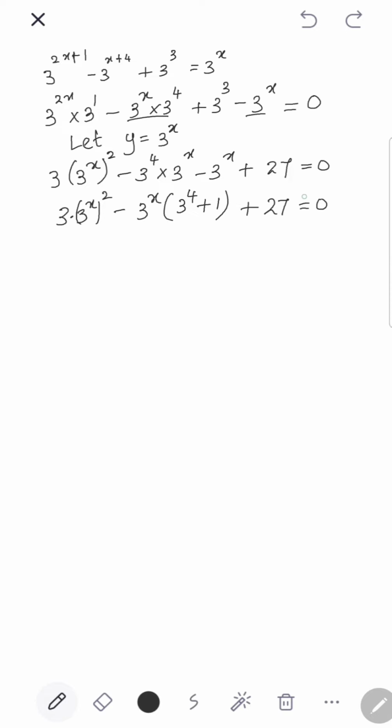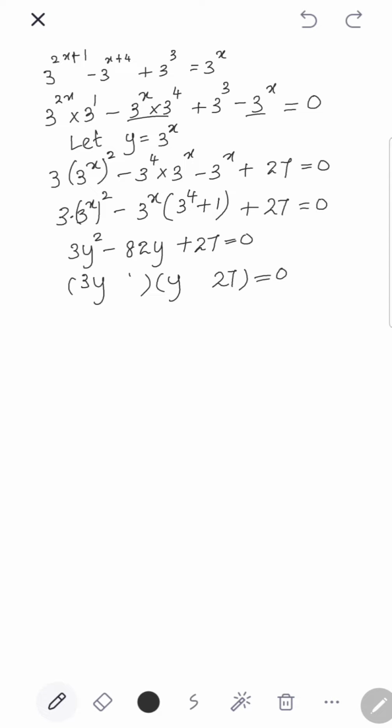Now we can use the substitution. This is 3y square minus, 3 to the power 4 is 81, 81 plus 1 is 82, 82y plus 27. Now factorize this. 27 into 1. Put both minus, because we should get minus 82 when we multiply these two and these two. We get y equal 1/3 or y equal 27.